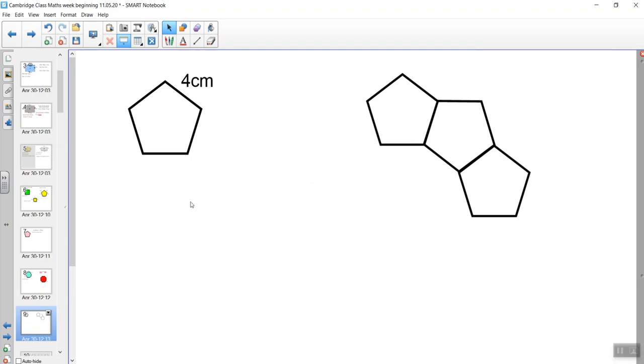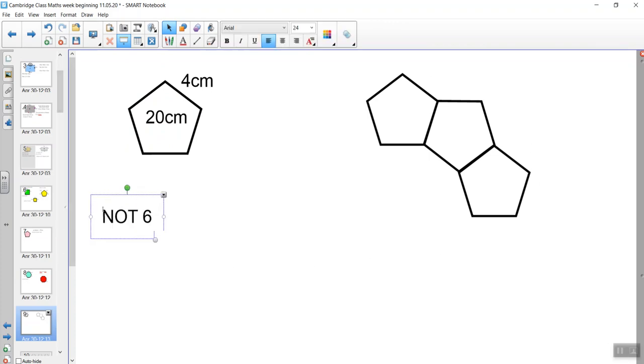Okay, so I can tell you the perimeter of the shape. The perimeter of this first shape here, I pop it in here, is 20 centimetres. That's the perimeter of my first shape here, it's 20 centimetres. And I can tell you the perimeter of my second shape is not 60 centimetres. Now, I wonder if you can work out why it's not 60 centimetres.